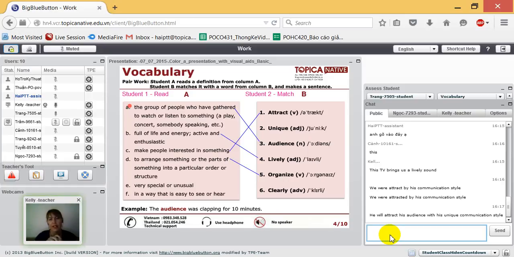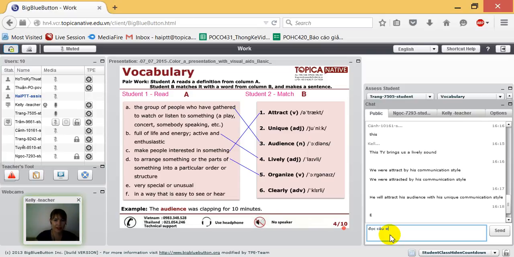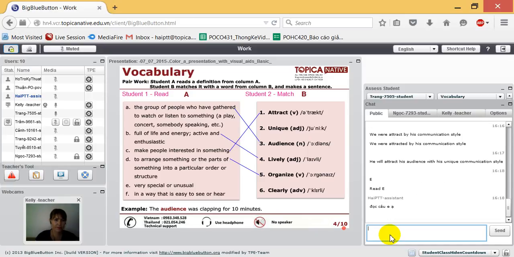Sure, that works. Could you please read for us definition E? Sorry? Read E, please. E. Read E. Read the sentence, please. Okay. I understand now. Yeah, very special or unusual. Okay, thank you. And Tram, what does that match with? Match with number 2, unique. Yes, that is correct. And could you please create a sentence using the word unique?